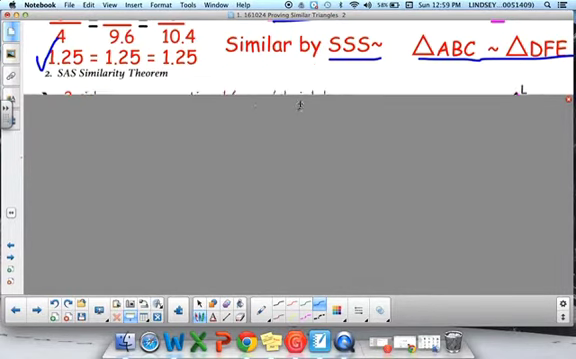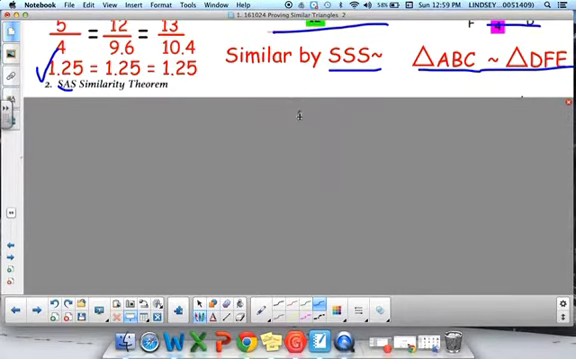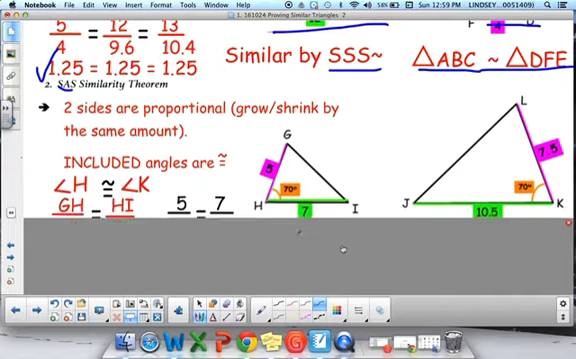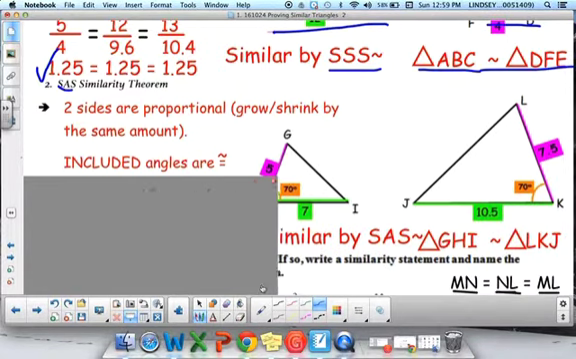And our last one, truthfully, let's talk about side, angle, side. So this is kind of a mixture of both. I need two sides to be proportional like this, and then I need just one angle to equal another. So let's take a look at our picture. Well, let's look at the words here. So I know that I need two sides that are proportional and the included angle, so the one in between. So let's take a look.